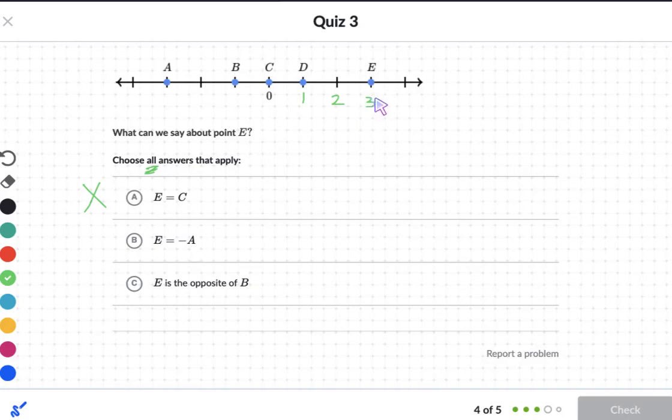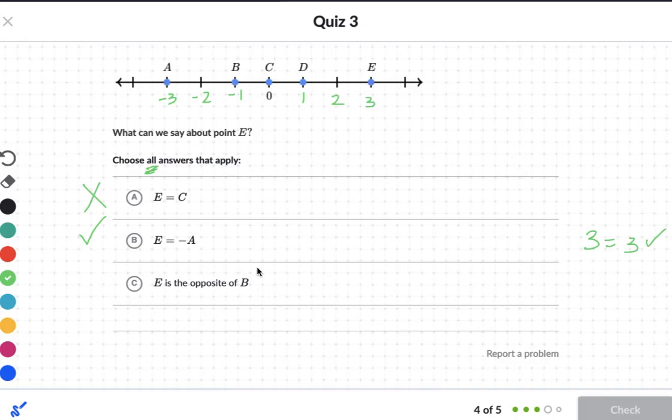Well, E we have as 3. Going to the left would be going in reverse order. So is E, 3, equal to negative A? Well, A is negative 3, so negative A would be the opposite, which would be equal to 3. Yeah, that would work. But we have one more to check.